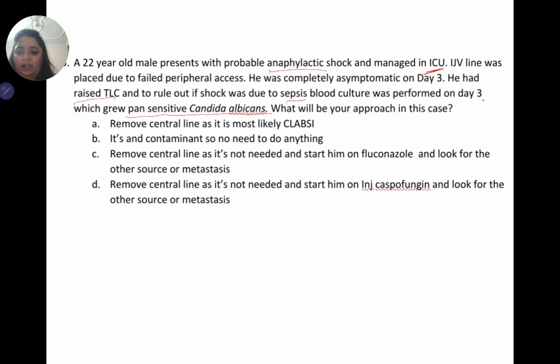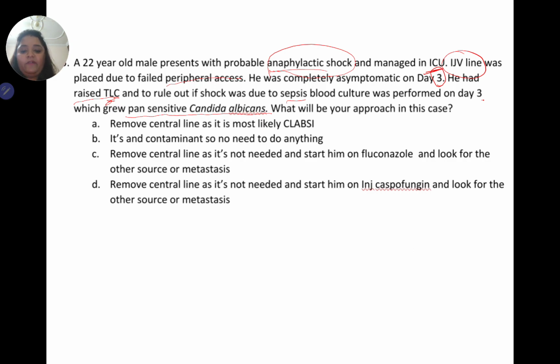So there was a difficult-to-place IJV line, so that can be one of the risk factors. But in 3 days colonizing, doubtful. Again, just raised TLC. Otherwise, the patient is actually in anaphylactic shock rather than septic shock.